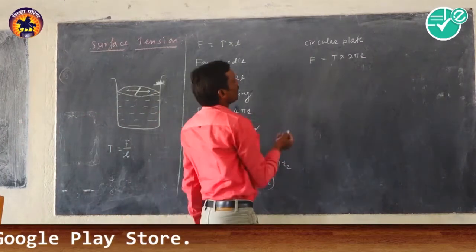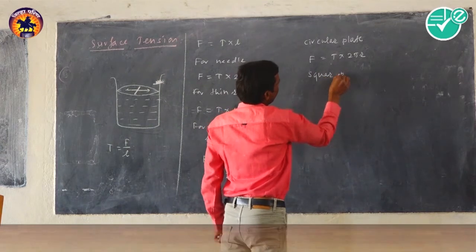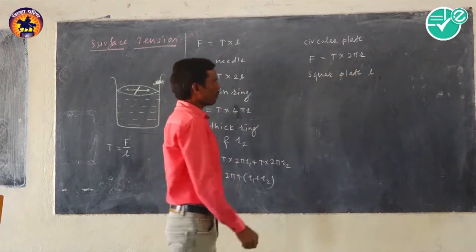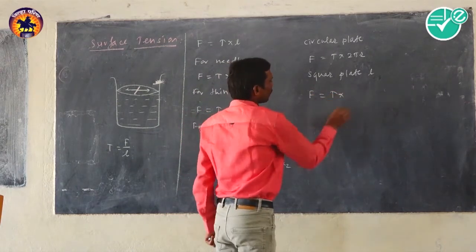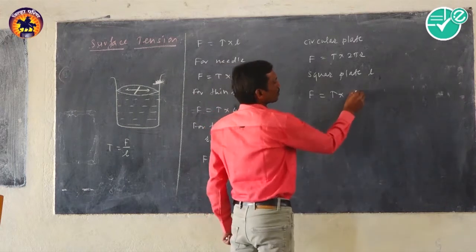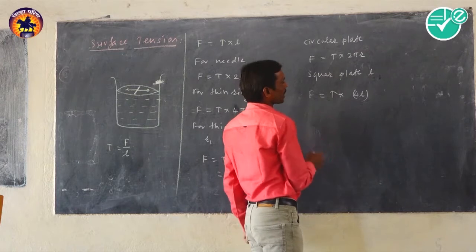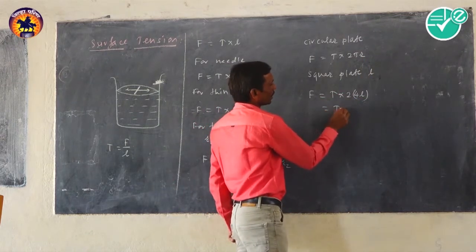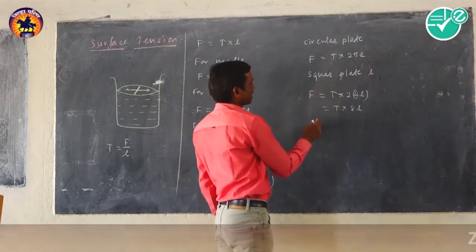Here it is for a square plate of length small l. In this case the force F is equal to T into the perimeter of this square, that is 4L, but the square has two sides in contact, so twice, so this is equal to T into L.